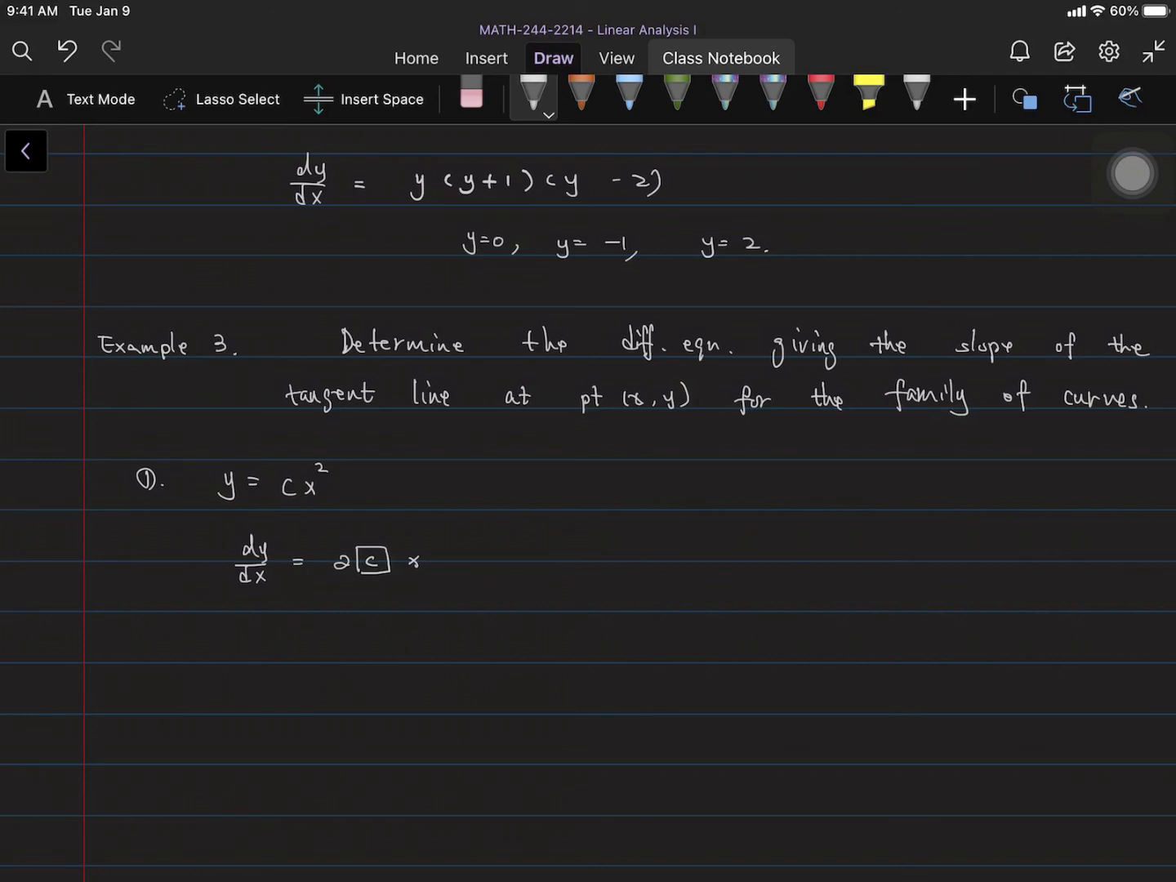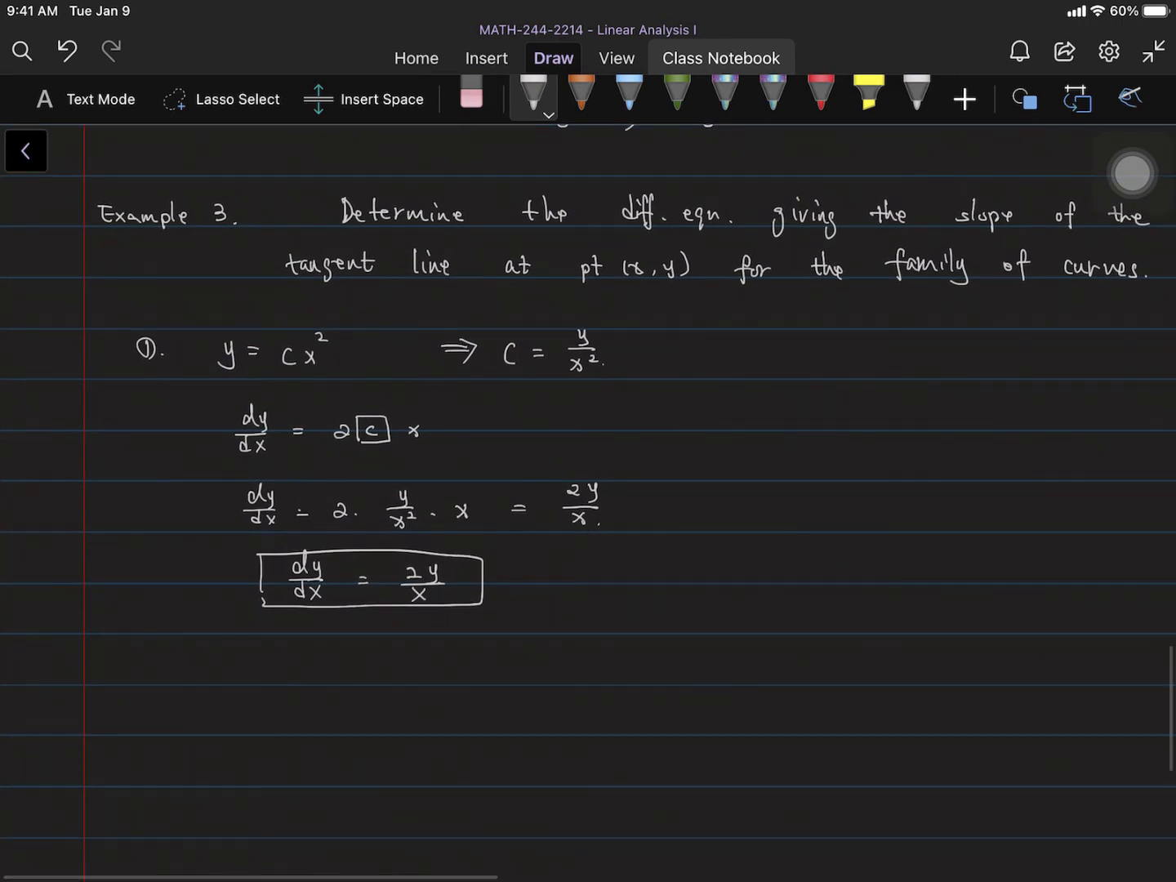So we want to solve for c from the given curve. c equals y over x squared, and then plug into our differential equation. So dy/dx equals 2 times y over x squared, times x, which simplifies to 2y over x. So this is the differential equation: dy/dx equals 2y over x. That's the differential equation.